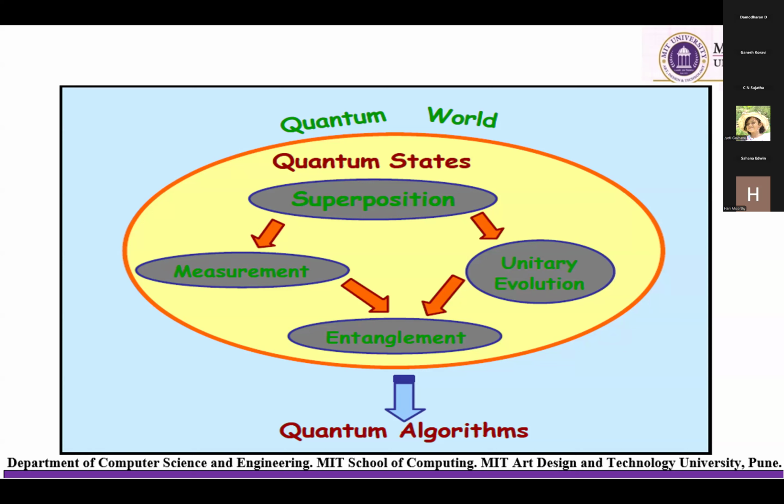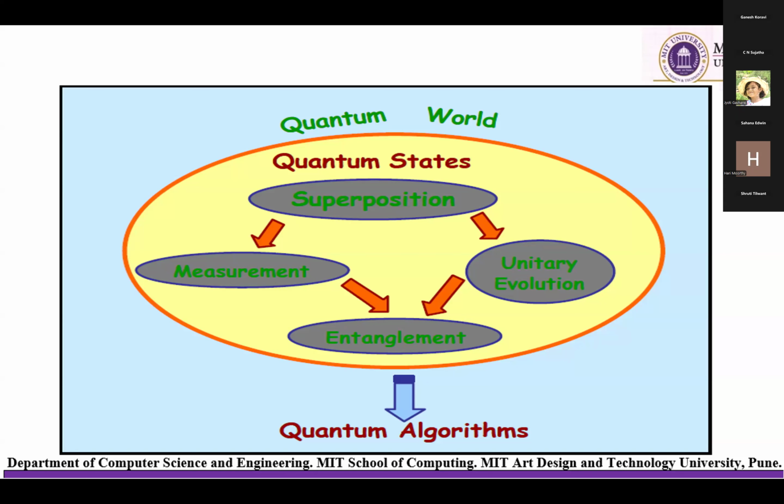1, superposition allows qubits to exist in multiple states at once, enabling parallel computation. 2, entanglement links qubits in such a way that the state of one qubit is dependent on the state of another, even across large distances. 3, unitary evolution refers to the continuous transformation of quantum states through quantum gates, preserving their overall probability.